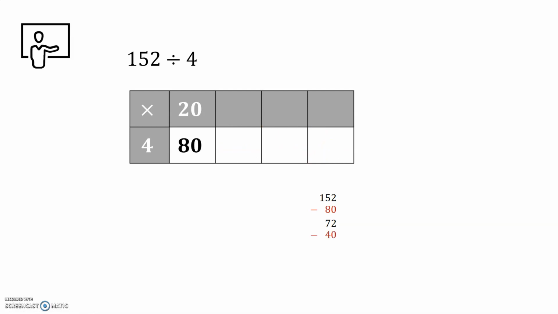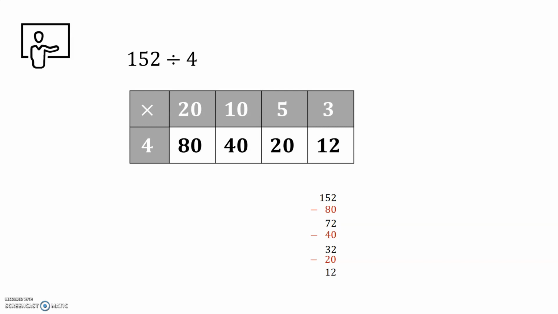So let's say I use up another 40, because I know that that's quite a straightforward, easy pair of numbers that I can put in here, because 4 times 10 makes 40. Okay, so that means I've got 32. So I know that 4 times 5 is 20, and I've still got 12 to use up, and 4 times 3 makes 12.